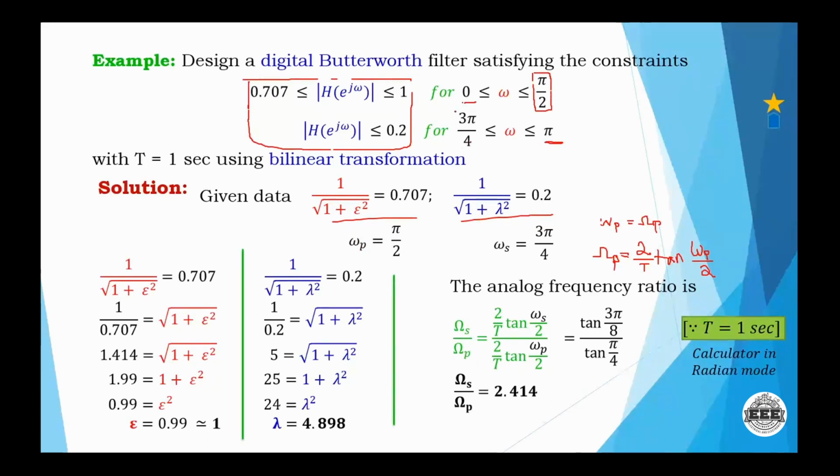Similarly, for the stop band frequency, we are taking this value, 3 pi by 4.